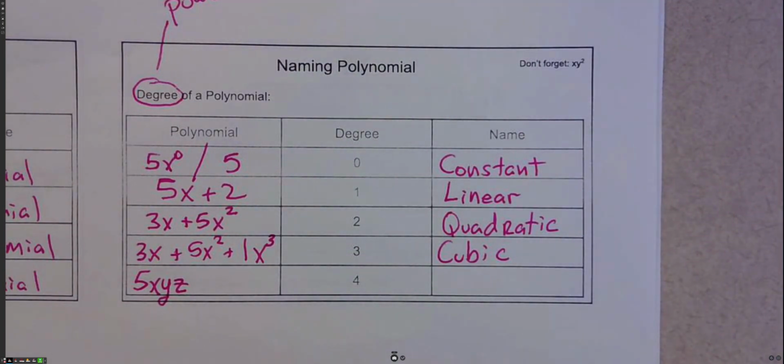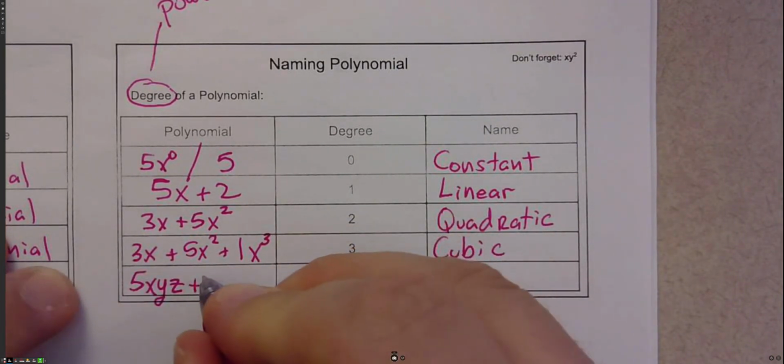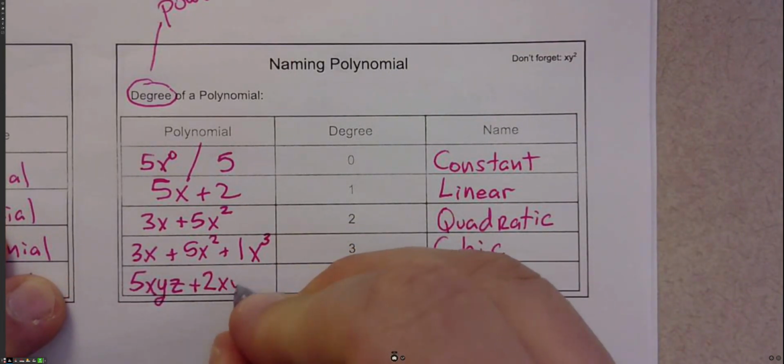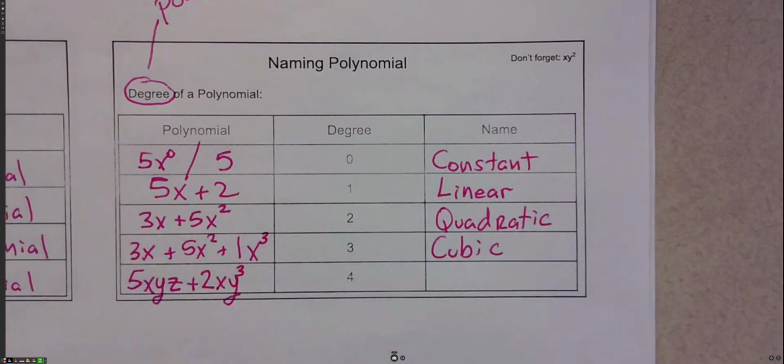Because the variables all have a 1, in that term we need to add the variables together. So this right here is actually a degree of 3. It's not an example of a degree of 4, but I want you to know that that is a degree of 3. So plus 2xy to the third.